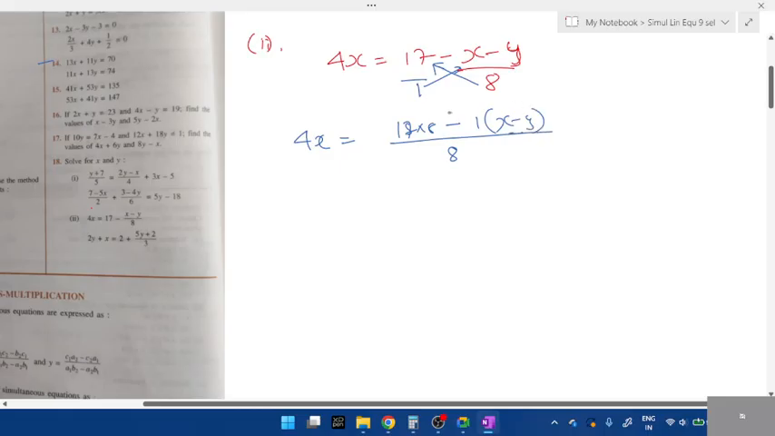P. Don't write. When I'm teaching, nobody should write. What happens to 8 if it goes to this side? 8 goes a 32. 17 into 8, you'll multiply. Now look here. Open the bracket. What is minus 1 into x? Minus into minus is complete it. Arrange after this. Tell me what you get after arranging.